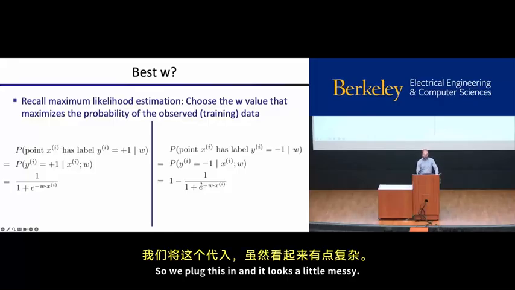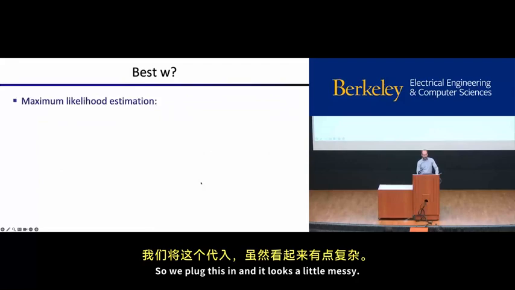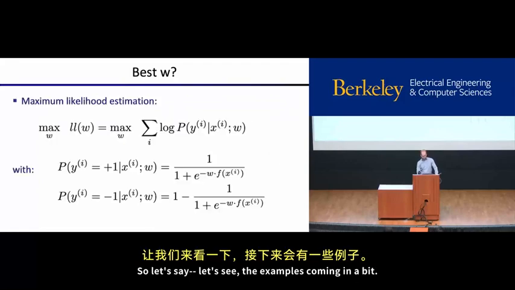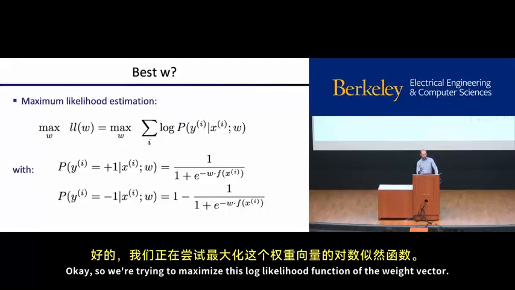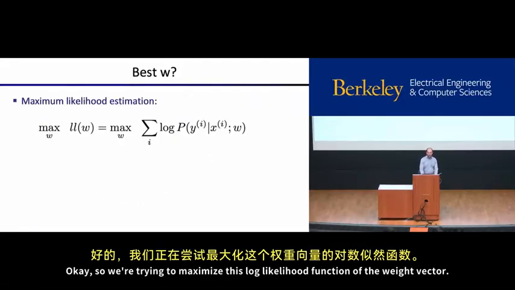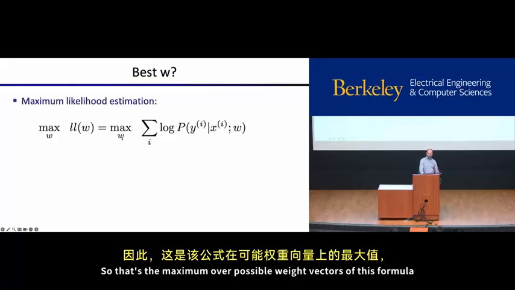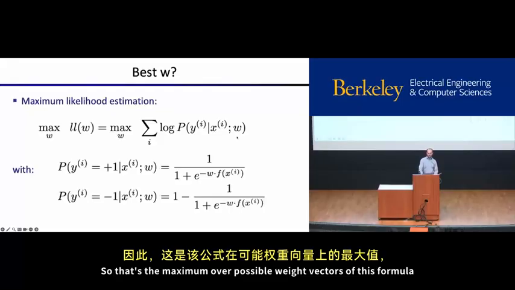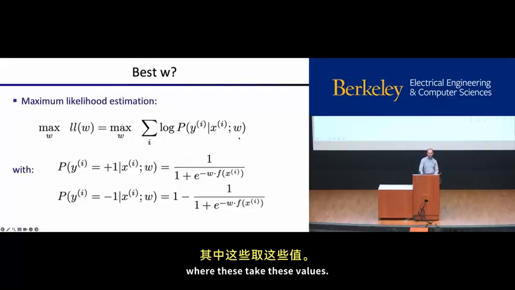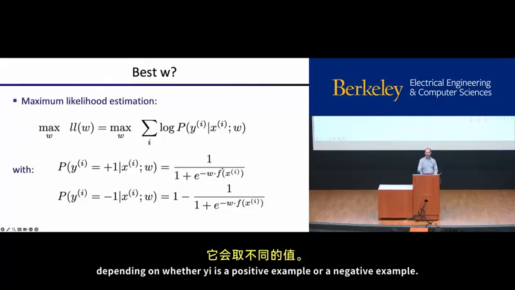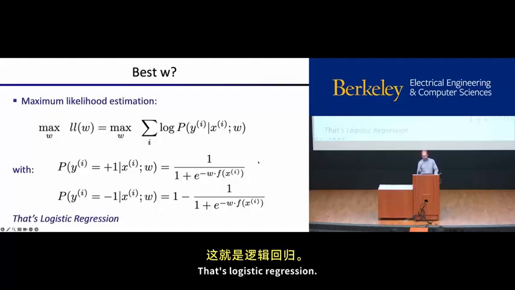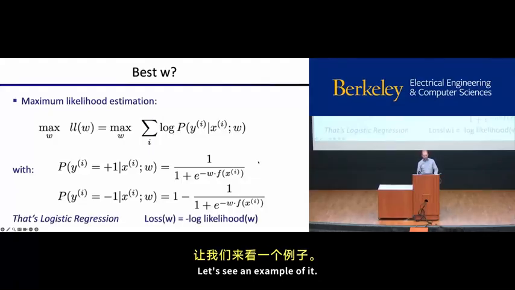So we plug this in and it looks a little messy. Okay, so we're trying to maximize this log likelihood function of the weight vector. So that's the maximum over possible weight vectors of this formula, where these take these values. So it takes a different value depending on whether yi is a positive example or a negative example. That's logistic regression. Let's see an example of it.